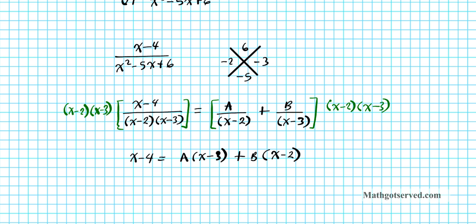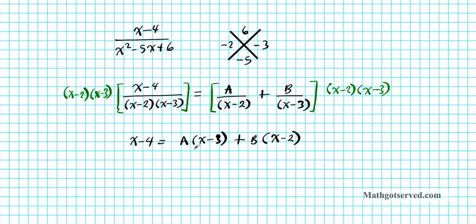Okay? This method is also called the cover-up method because when you're looking for one variable or value of A or B, you can cover up one of the other terms in order to solve for it, okay? So let's say we want to solve for A.